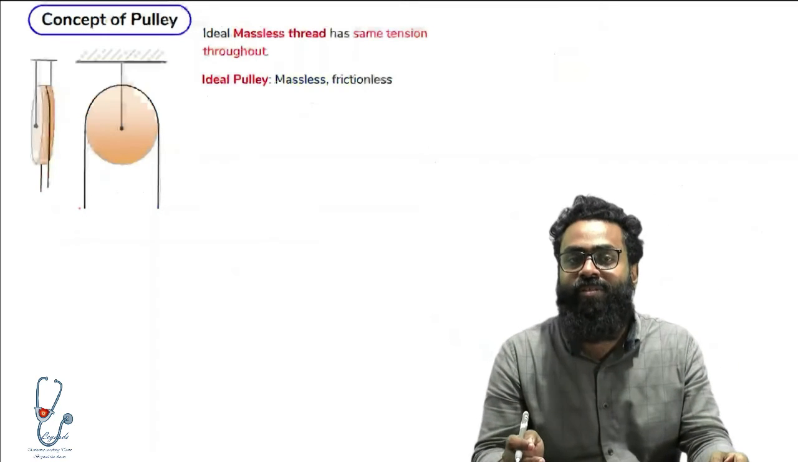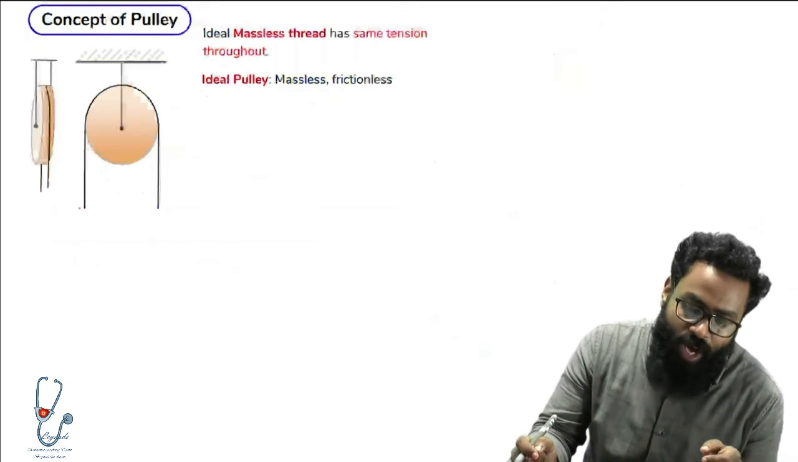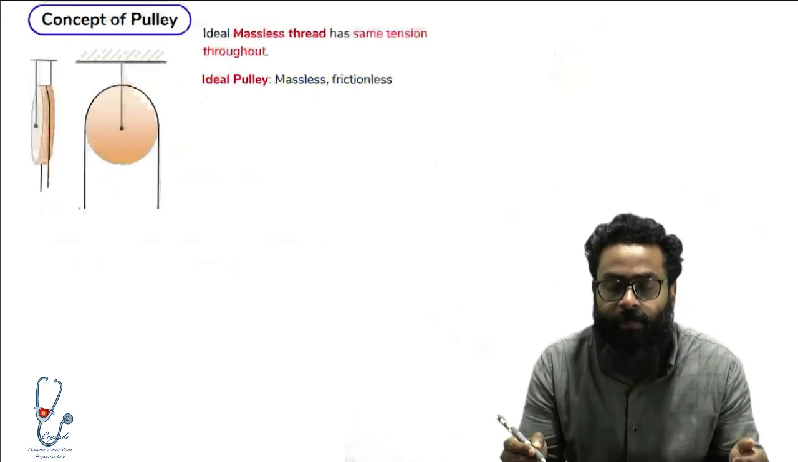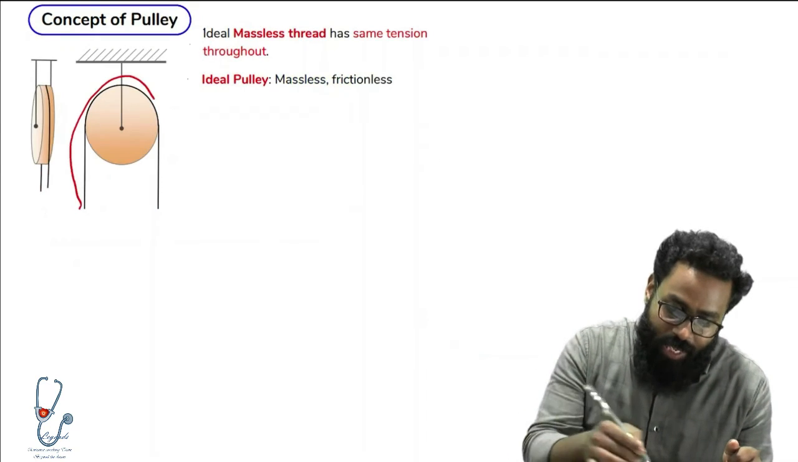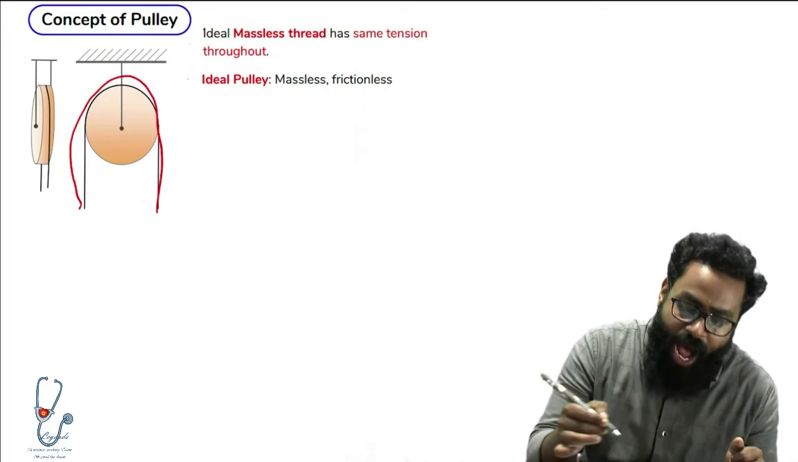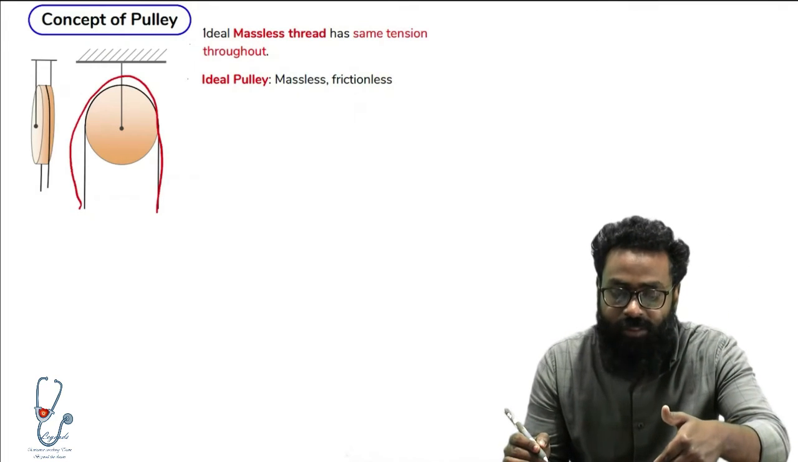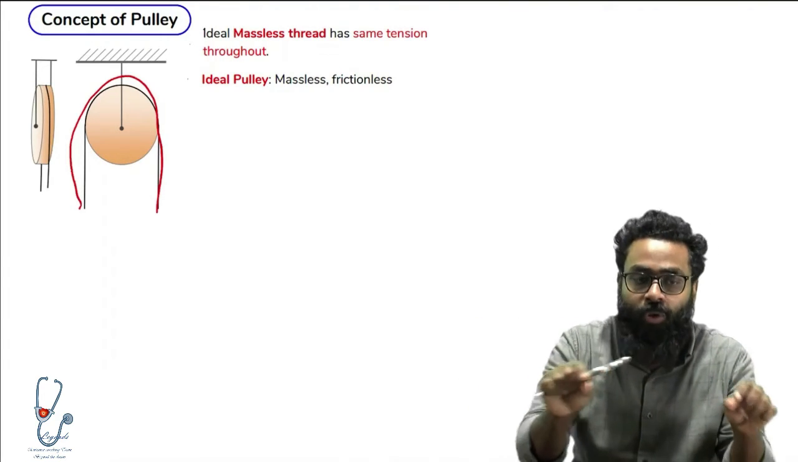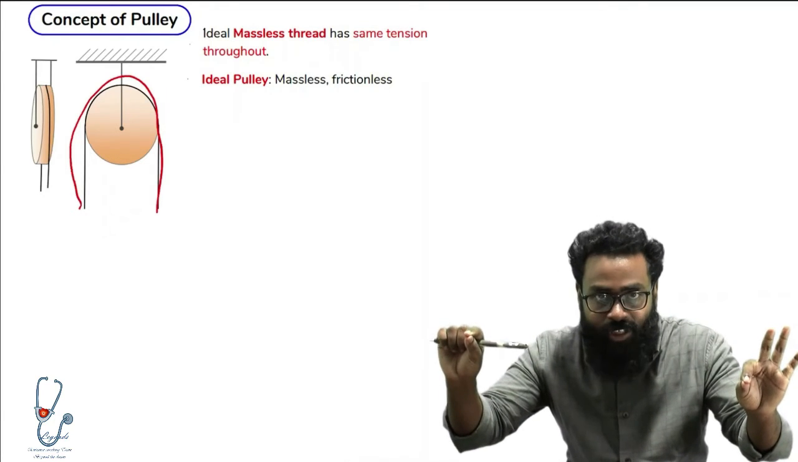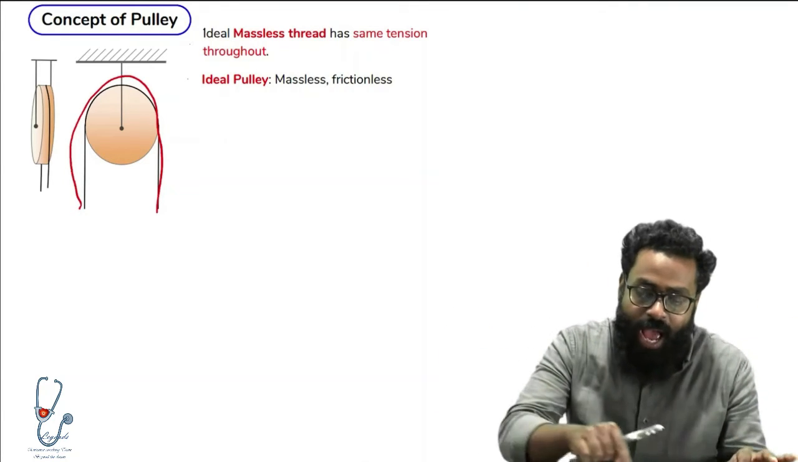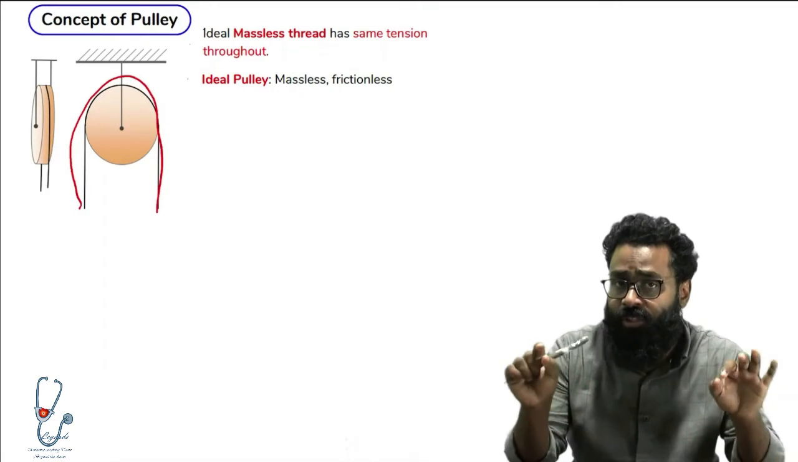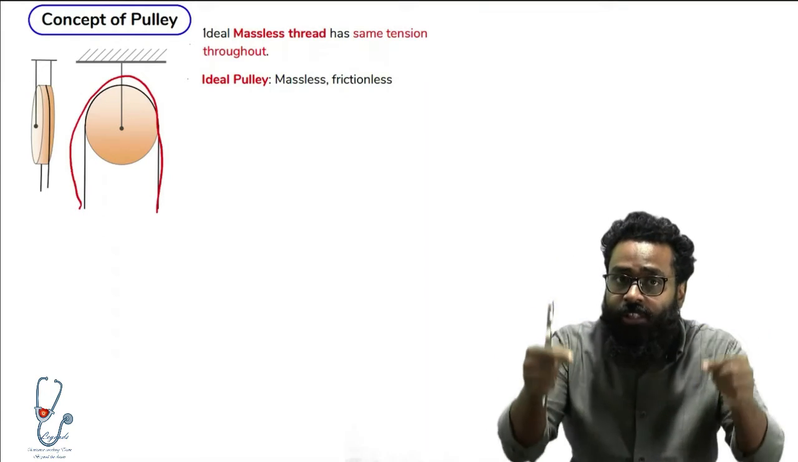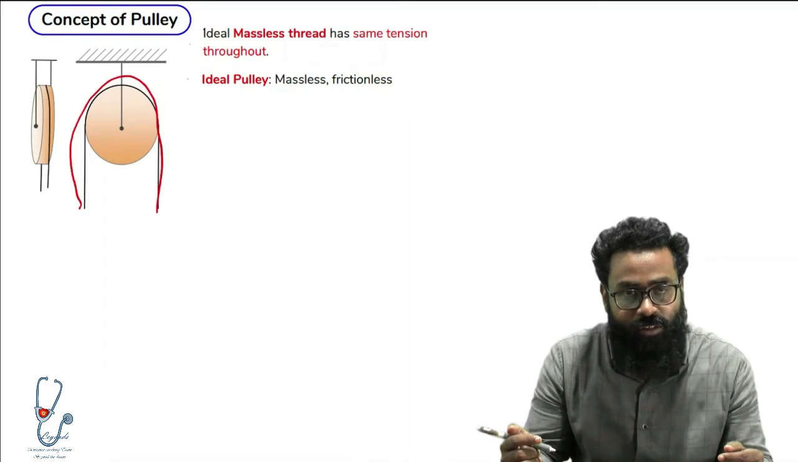And next, we have discussed the concept of a pulley. The main point is that an ideal massless thread has the same tension throughout, which means a thin thread contains the same tension and there will be no change in tension. We also discussed the case of a massless and frictionless pulley, with a string that is massless and frictionless.